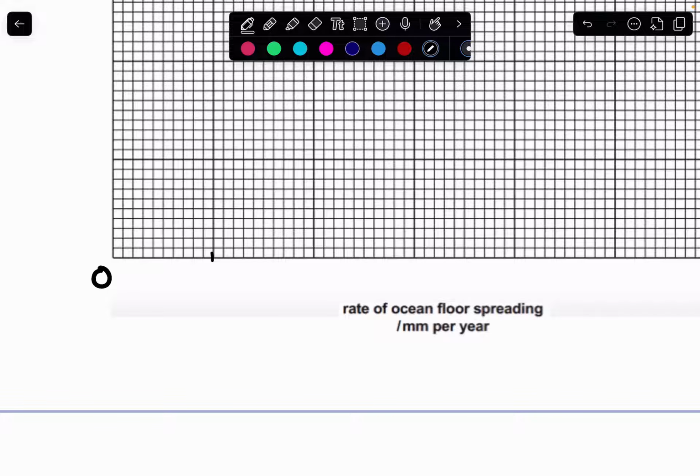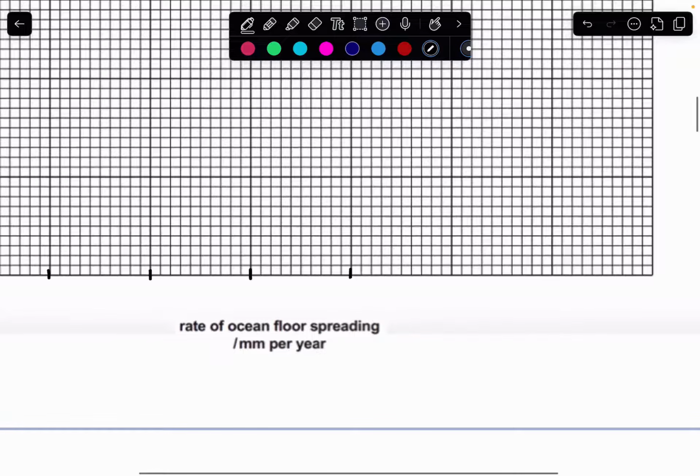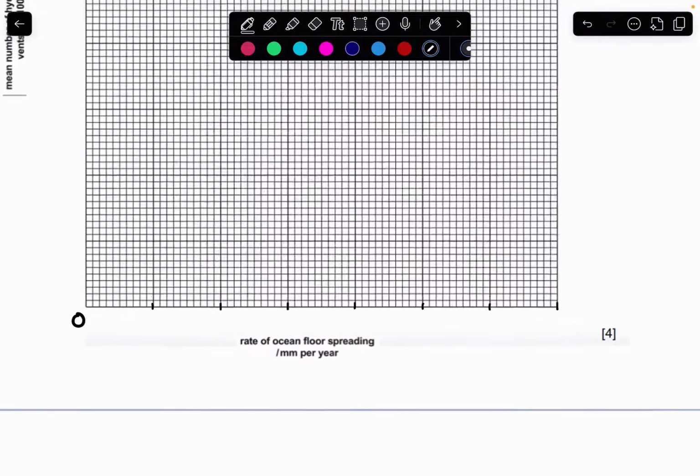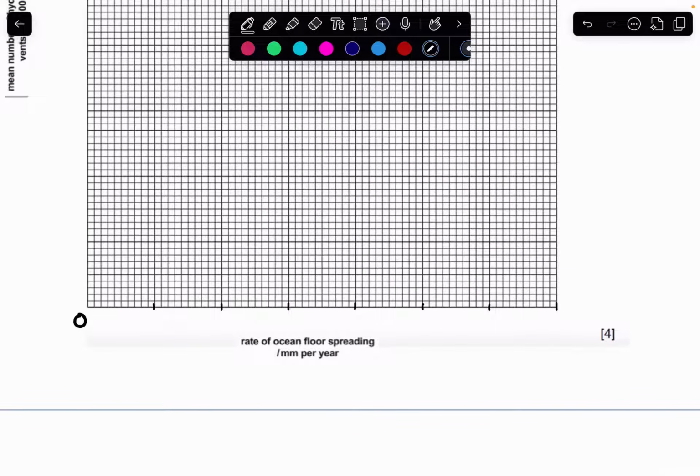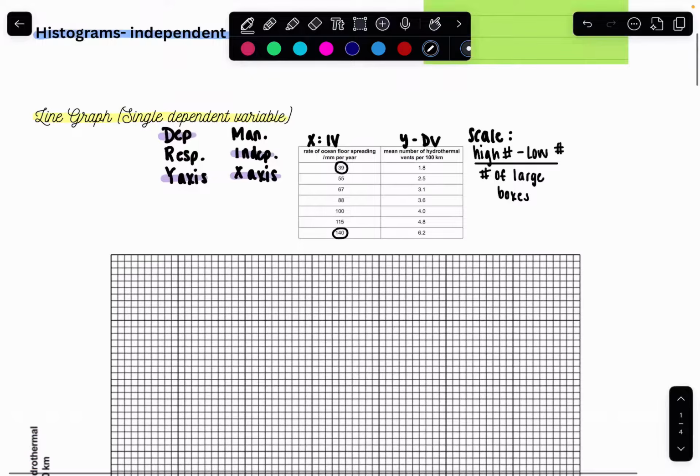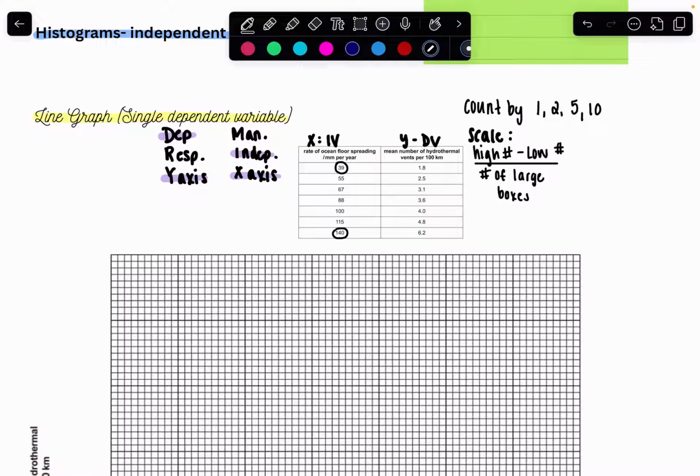So I'm going to put a small hash on every darkened line, and that's where I put a number down. But I don't know what number yet, right? I'm looking at my data. I have 39 all the way up to 140, so I don't know what to count by. A rule of thumb is you always count by 1, 2, 5, or 10. I probably shouldn't count by 1 because I'd have to use every single small square.